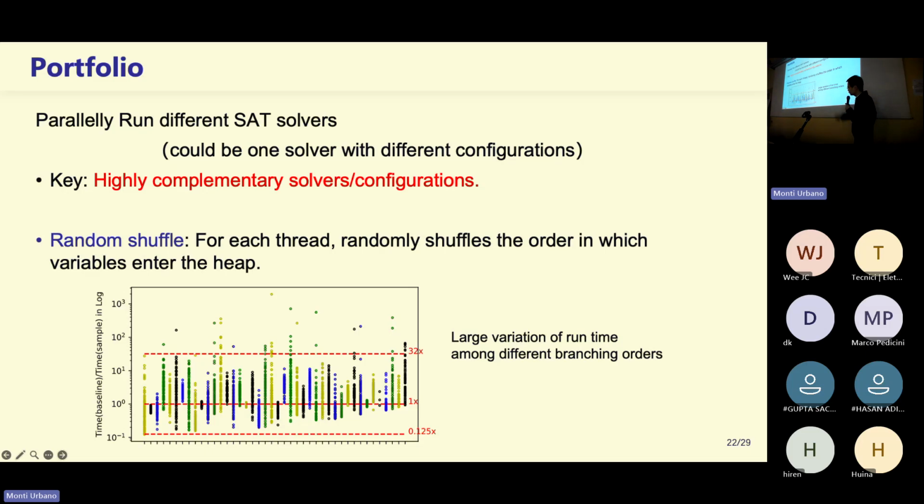So this is tested on a benchmark from the SAT competition, and we randomized the initial branching order, and the runtime can go down to 0.125 or go up to a 32 times speedup. That is the runtime distribution. So the simple idea is that for the SAT solver, for each thread, we simply use different orders for the initial branching, and that helps a lot.